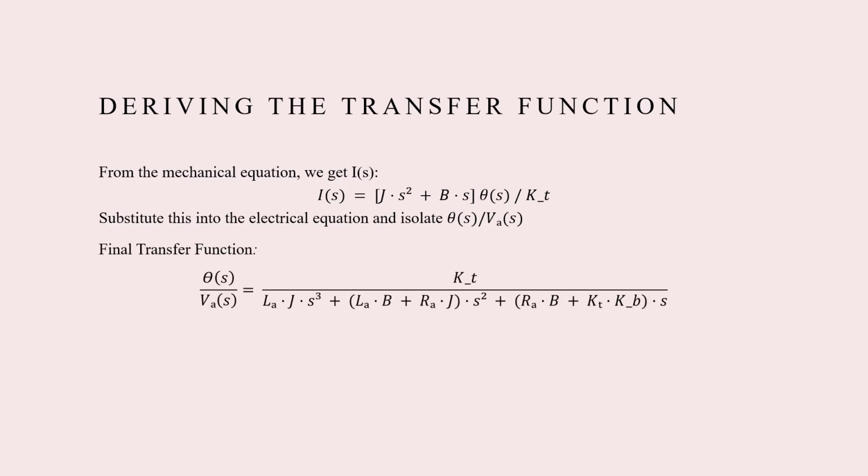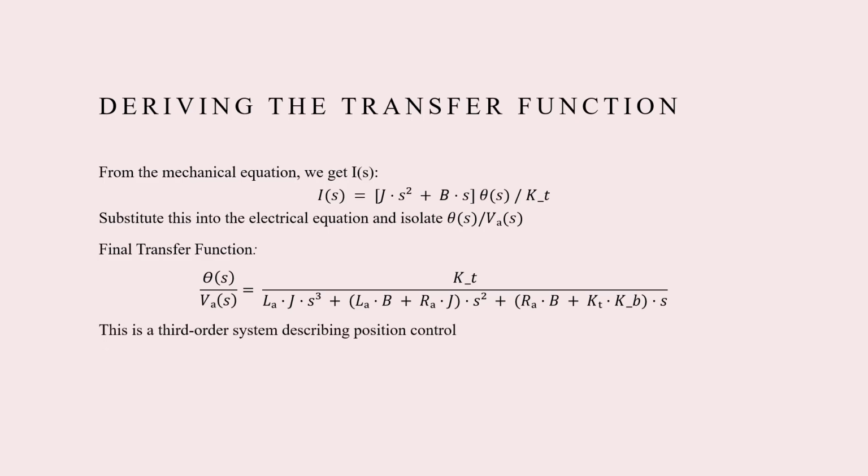To get the final transfer function equation, as we already know, we take the input to the output. The input here is the voltage, and the output is the angular position of the motor. So the angular position of the motor is θ(s), and the input of the motor is the voltage, that is Va(s). So the final transfer function is this one.